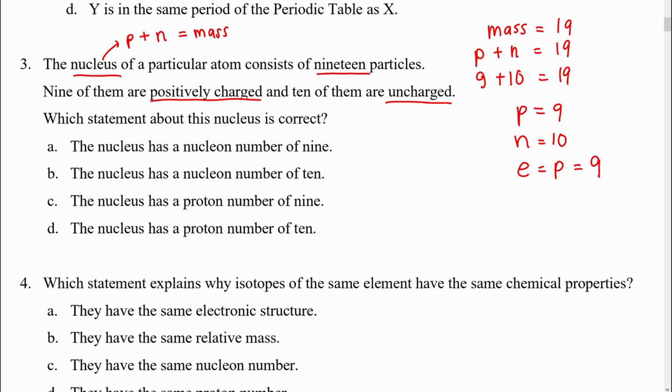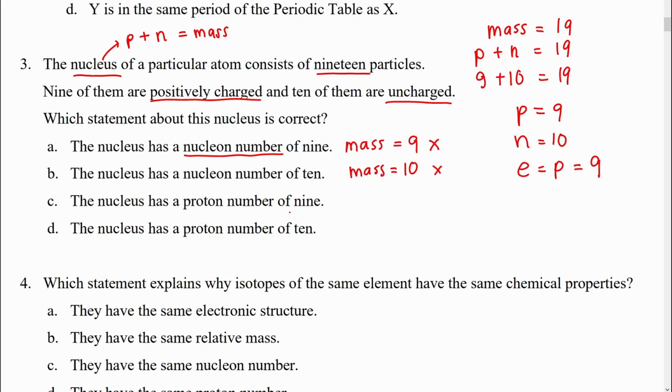Now let's check the options here. Option A, the nucleus has a nuclear number of 9. So what is nuclear number? Nuclear number means the mass, right? So mass equals 9. Nope, because the mass here is 19, not 9. Option B, the nucleus has a nuclear number of 10. So the mass here is said to be 10. Nope, it is not 9, it is not 10, but it is 19.